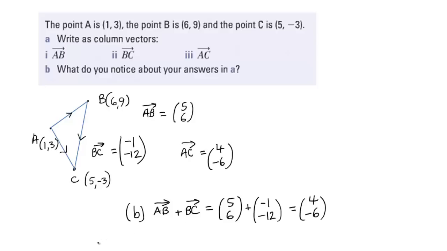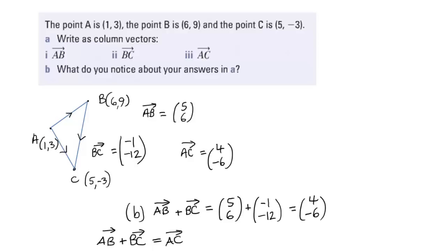So what can we say? We can say that AB added to BC equals AC. It doesn't matter the route you take through a diagram. If you've got representations of each of the translations from one point to the next, if you daisy chain them all together, then the result you get is the vector that takes you from the very start point to your very end point.